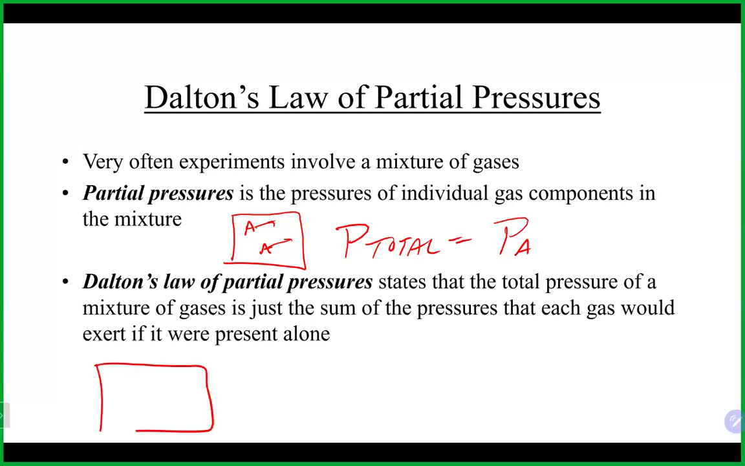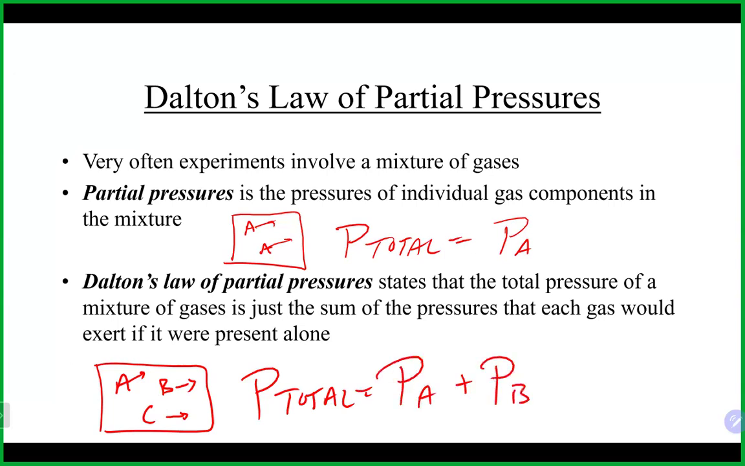Now, if you had a container where you had gas molecule A, gas molecule B, and gas molecule C flying around in there, when we look at the total pressure of this mixture of gases, it's really a result of the pressure of gas A plus the pressure of gas B plus the pressure of gas C. And these are what are referred to as partial pressures. They're partial pressures because when you add them all together, they give you the overall pressure of that mixture of gases.